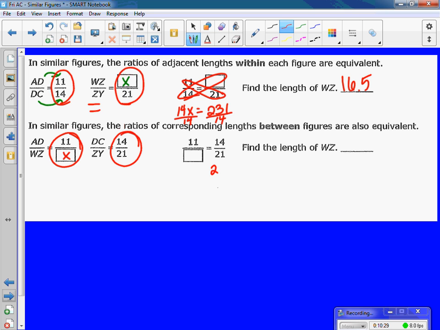11 times 21 is 231. Notice it's the same thing that I did here. And 14 times x is 14x. Did you get the same thing as you got up here? Yes. So when I divide, I'm going to get that x is 16.5. Whichever way you set it up, you just need to keep the parts consistent.